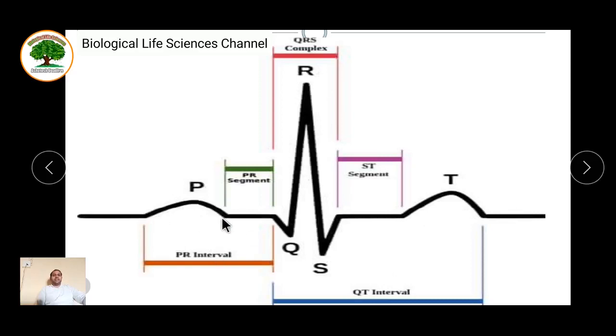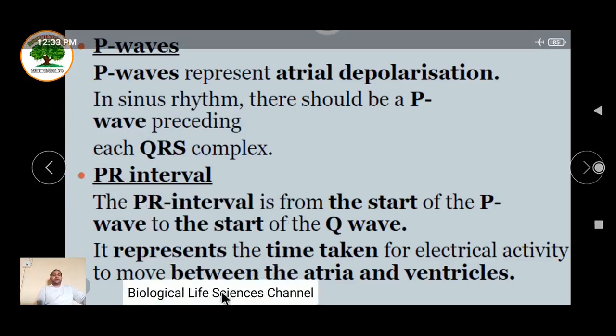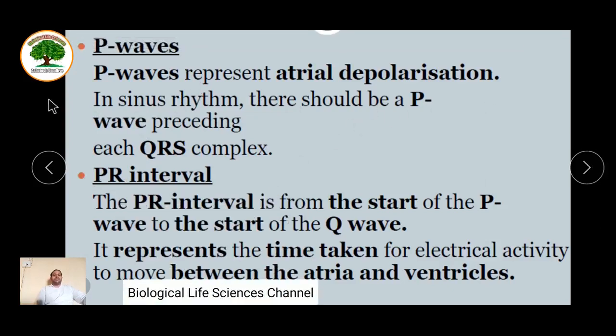PR interval, then the QRS complex, then ST, and then T, and the QT interval. So consecutive RR intervals or QT intervals are generally monitored in ECGs to check the rhythm of the ECG. So let's see what all these waves have to tell us. Okay, so let's see about the P waves first.